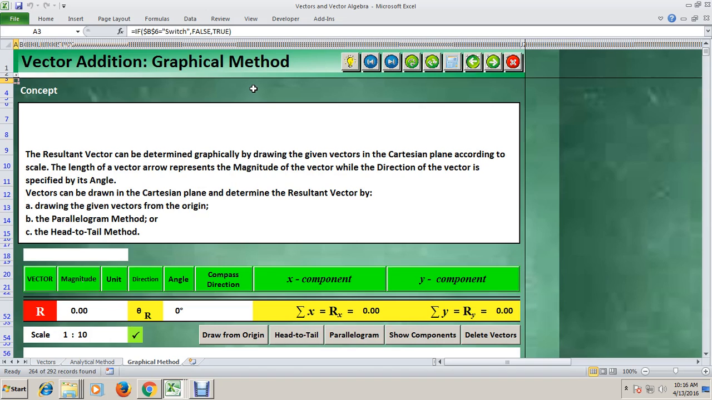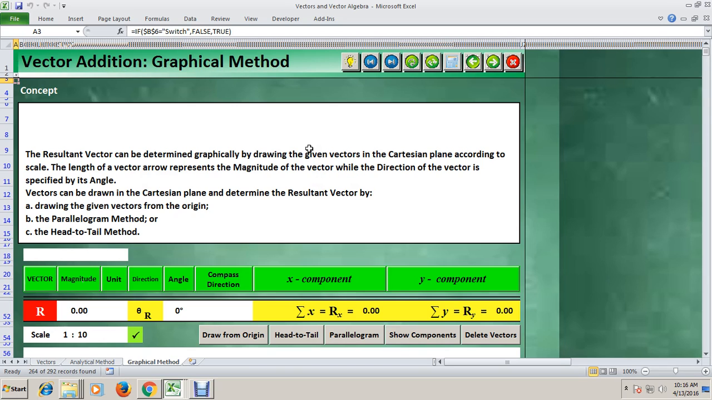Okay, so this is the main idea. The resultant vector can be determined graphically by drawing the given vectors in the Cartesian plane. When drawing the given vectors in the Cartesian plane, we need to draw these vectors according to scale. Remember that the length of the vector arrow represents the magnitude of the vector.